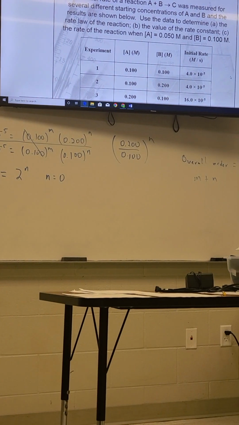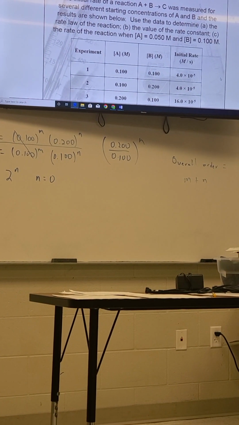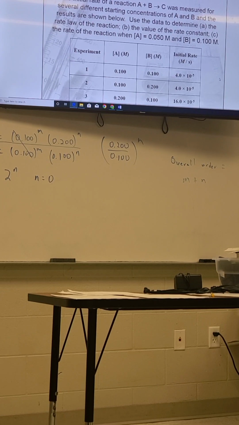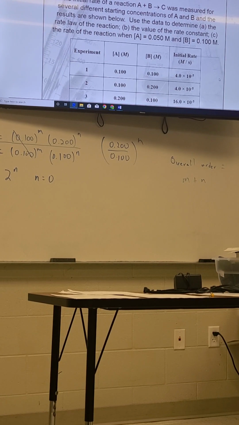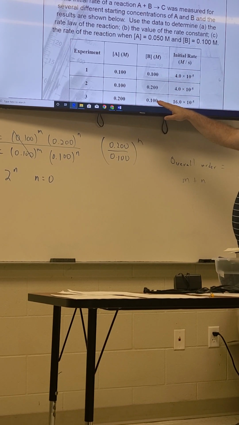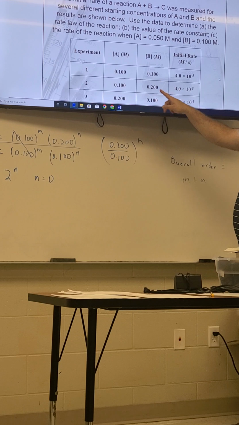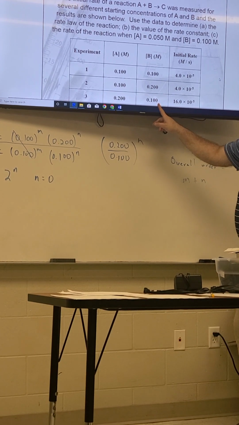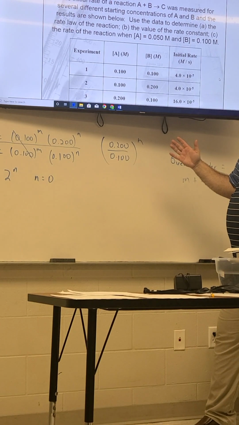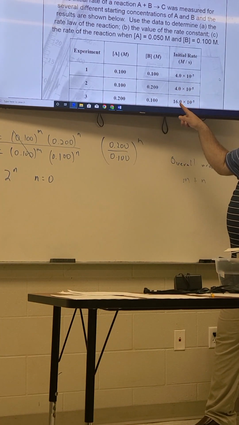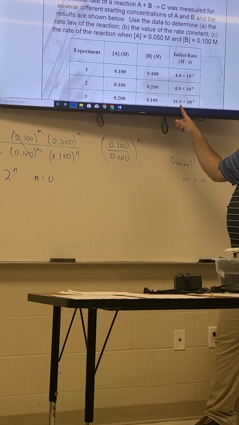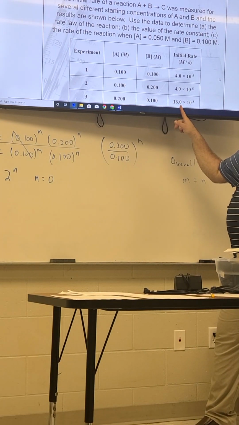All right, so we took care of N, so now we need to do M. I'm going to use experiments 1 and 3 because those are the two where B is the same. So we know that this is going to go away. Let's try again. By what factor does the rate increase? 4.